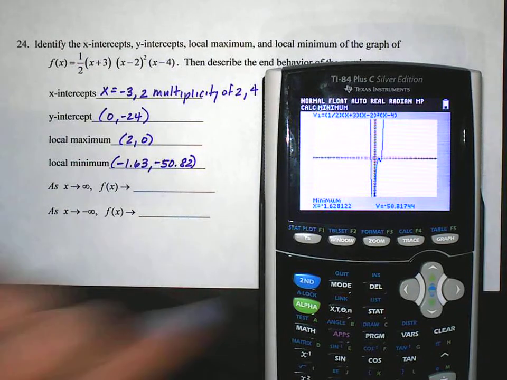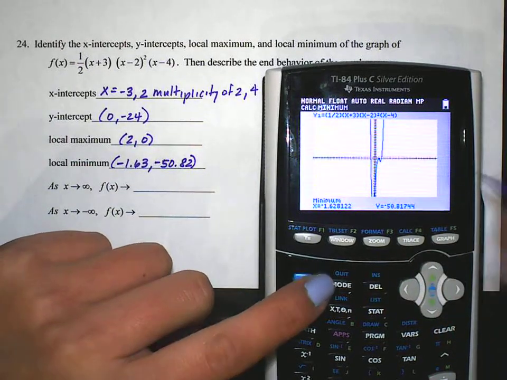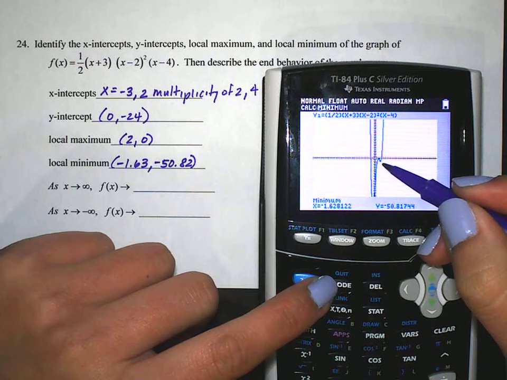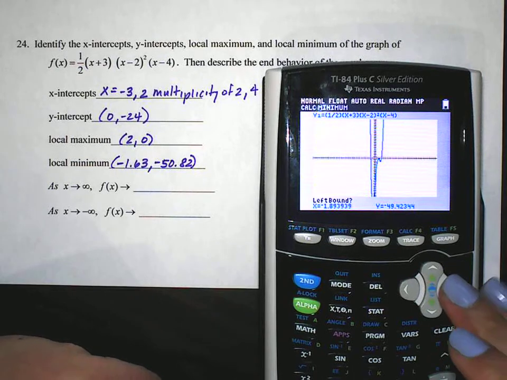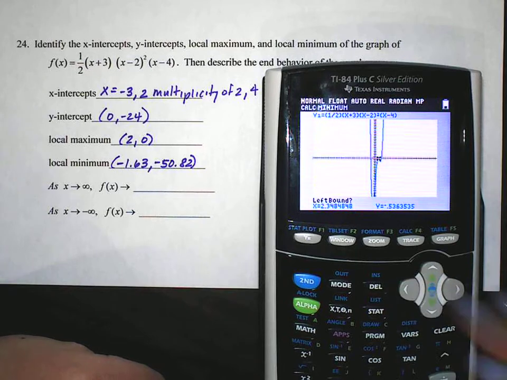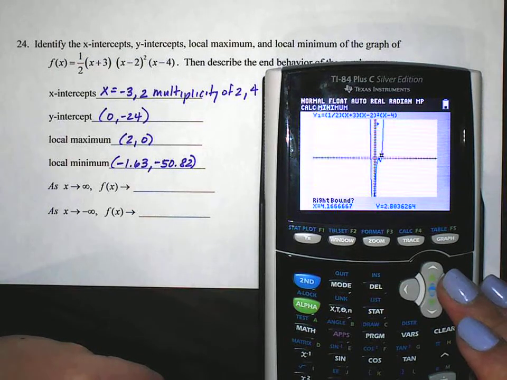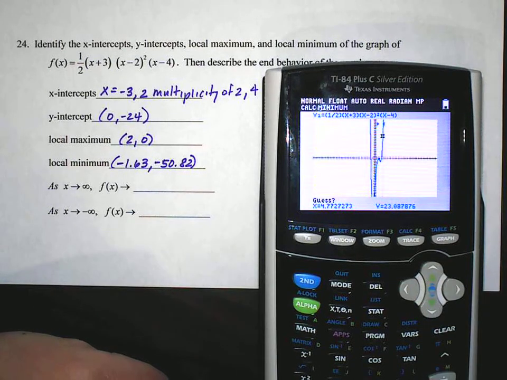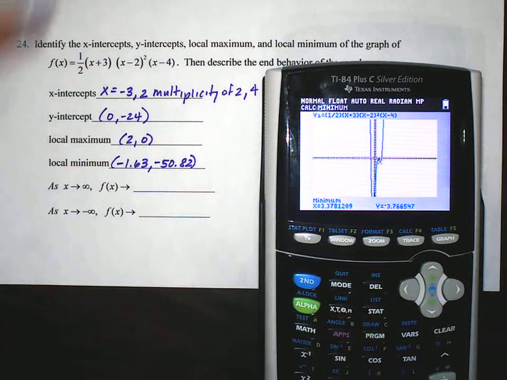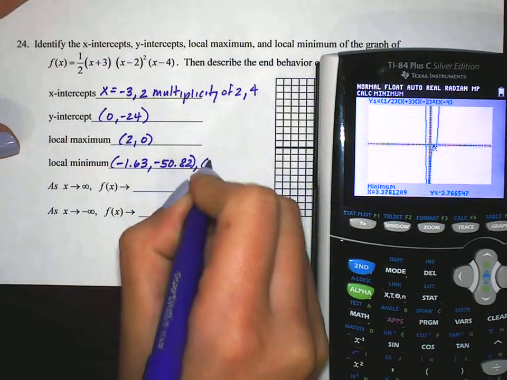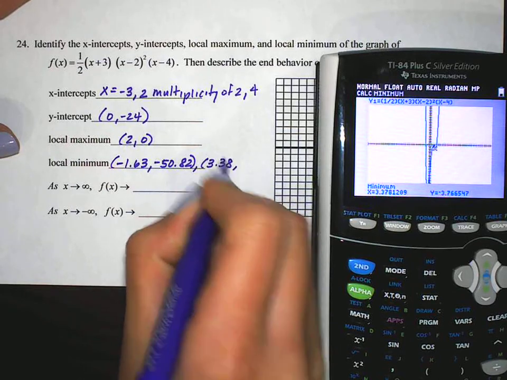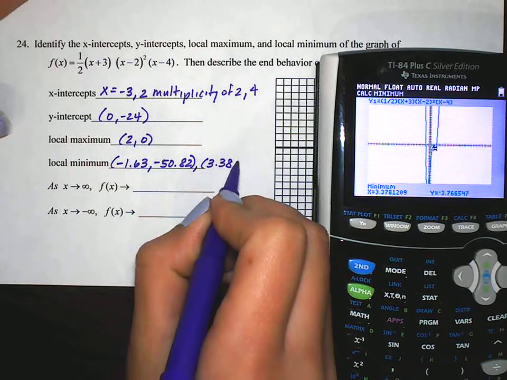That's an ordered pair. We're going to do the same thing with this minimum right here on the right side. So I'm going to hit second, trace, option 3 again. Go to the left. And then go to the right. Keep even all the way over here to the right. Hit enter one more time. 3.38. Okay, so it's going to be 3.38 and then -3.77.